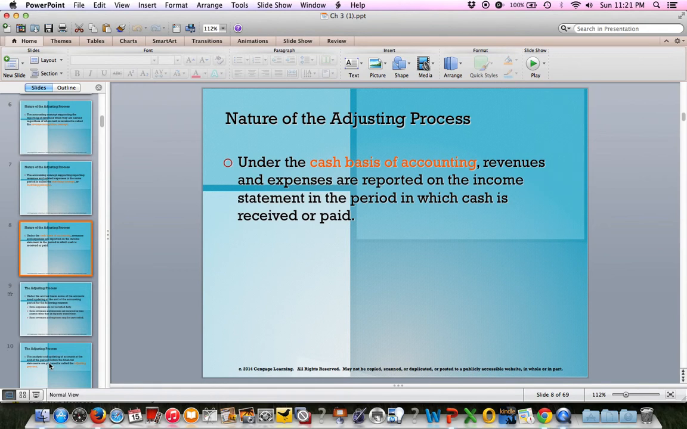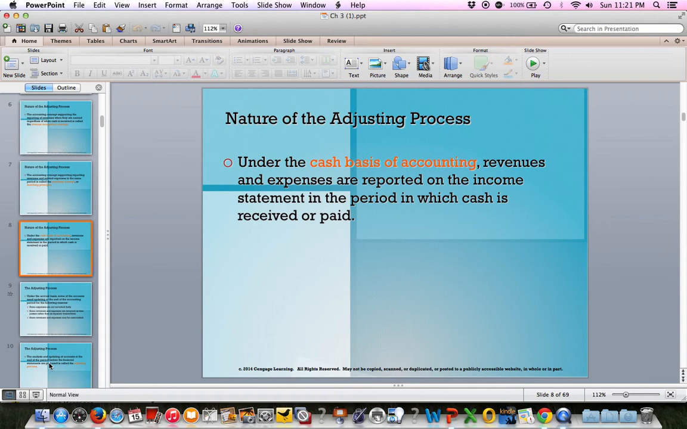Under the cash basis of accounting, it says we only focus on revenues when cash is received or expenses when cash is paid. So if I was doing the cash basis of accounting, what that would mean is I only call something revenue when I receive the cash, and I only call something an expense when I pay the cash. Under accrual basis, which is the matching concept, I focus more on when did I earn a revenue and when did I incur an expense, regardless of when the cash has happened.